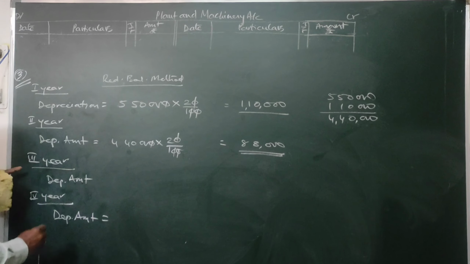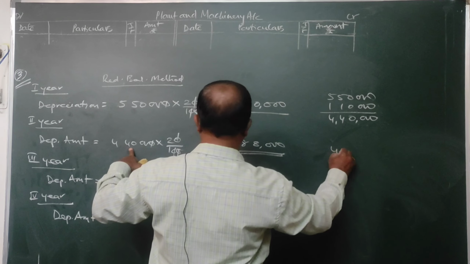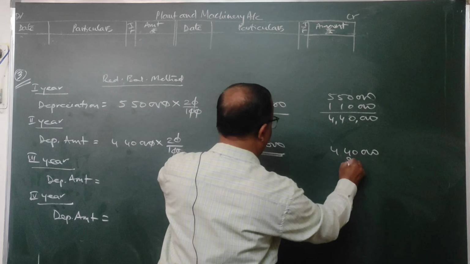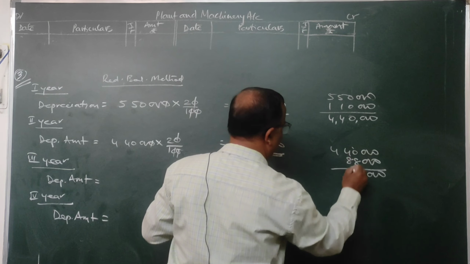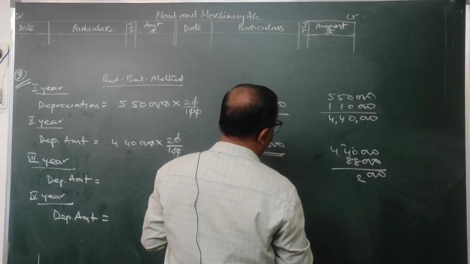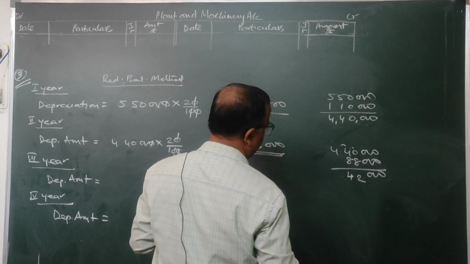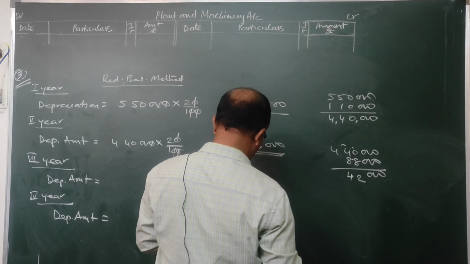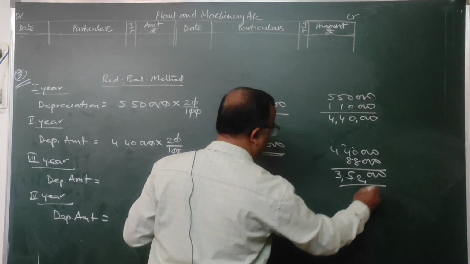Now for the third year, calculate in a similar pattern. The balance of the asset at the beginning of the second year was 4,40,000. This year's depreciation we have provided is 88,000. So if you subtract 88,000, how much will it be? 10 minus 8 is 2. 13 minus 8 is 5, not 4. So here it will be 3,52,000.